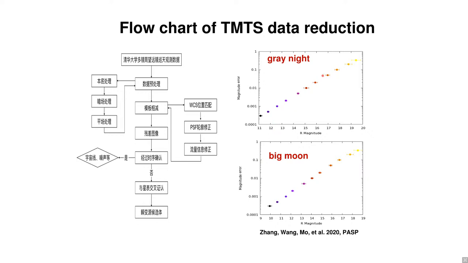So we did some tests on our images. For the gray light, we can have a photometric precision at different latitudes. For example, we can achieve 19.5 magnitudes with a three sigma error for 1 minute exposure at a gray light. At a big moonlight, the detection limit is about 18.5 magnitude.